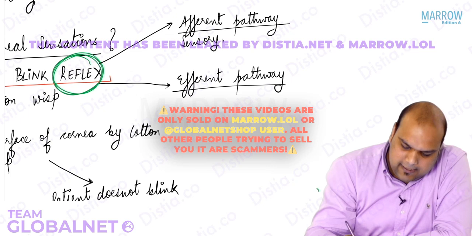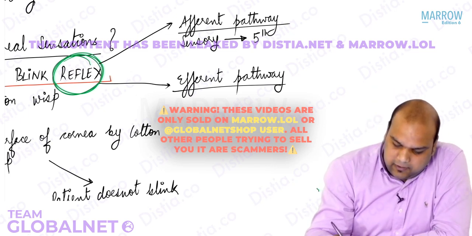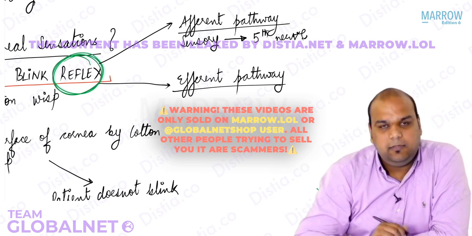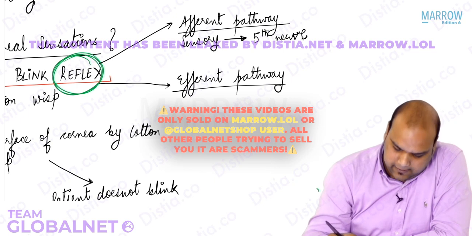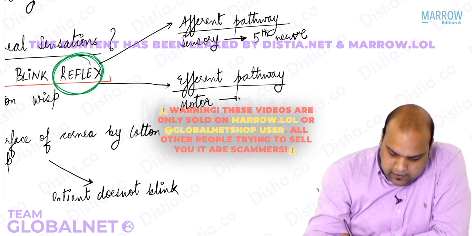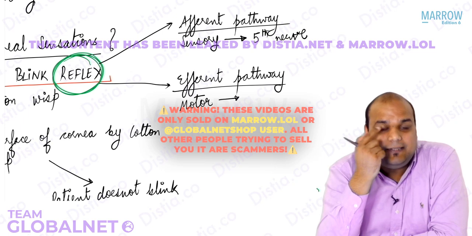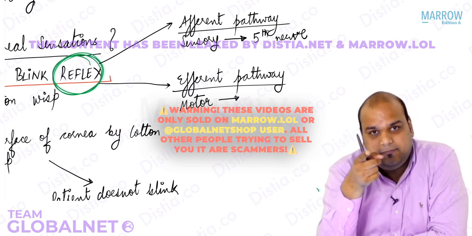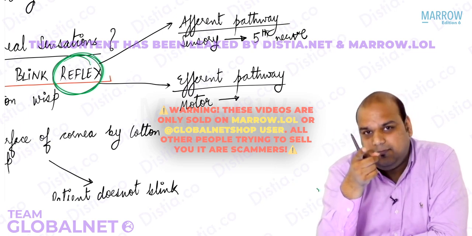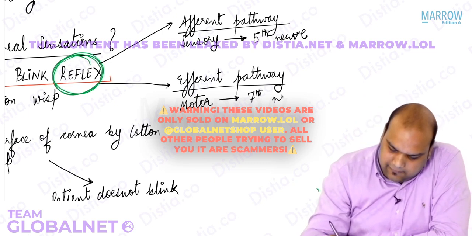We've already seen, guys, that the sensory nerve will have to be my 5th nerve or my trigeminal nerve. Okay? Because 5th nerve is the nerve supply of the cornea. What about the efferent pathway? Which will be the motor nerve? Motor nerve to my eyelids. My eyelids need to blink. Which nerve? Very good. 7th cranial nerve, facial nerve.